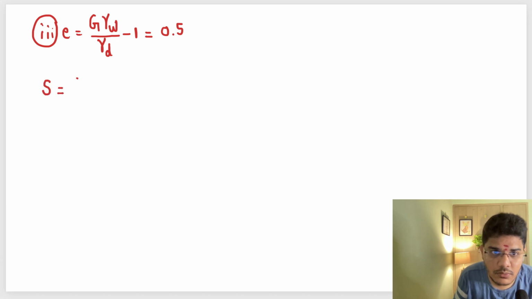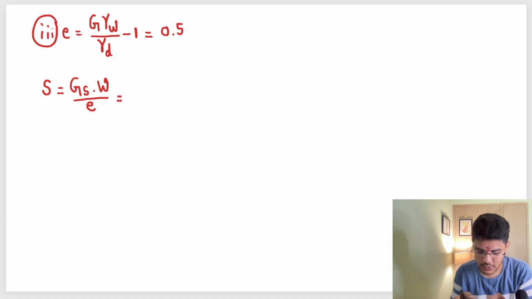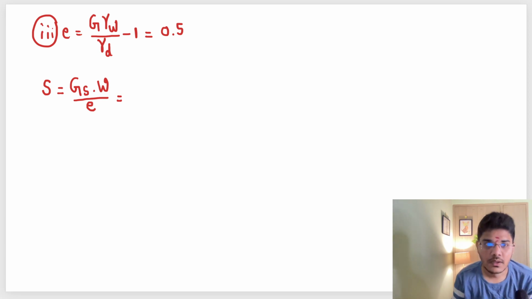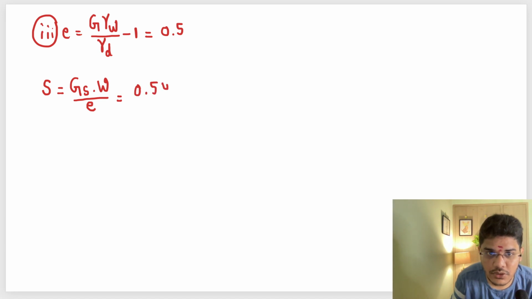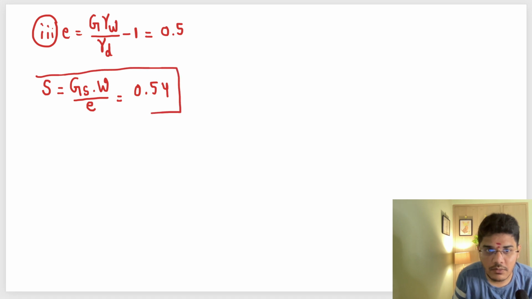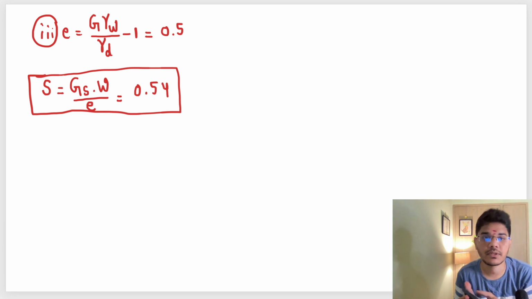S is equal to Gs into w by e. So 2.7, the Gs value, into water content 0.1 divided by e value 0.5. So this is coming around 0.54. Okay, S value is coming around 0.54. Degree of saturation is equal to 0.54 or 54%.